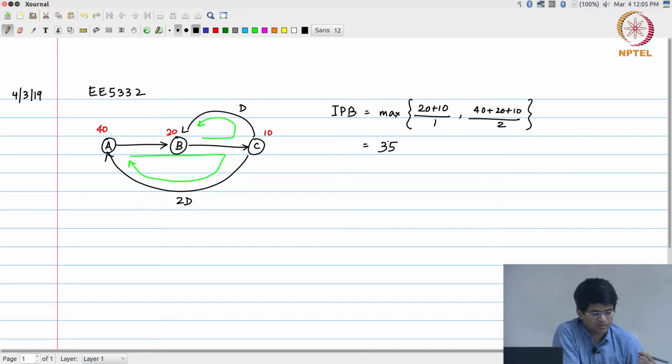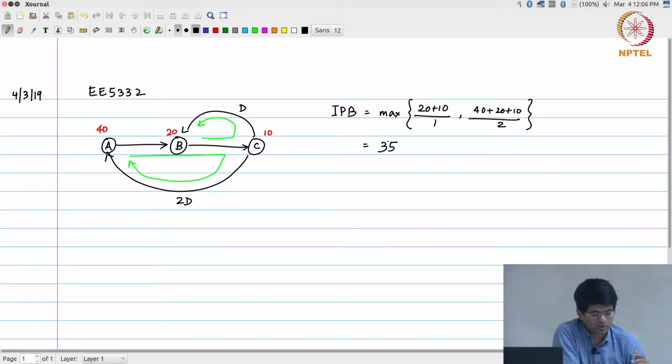One interesting observation: you can see that the iteration period bound is actually smaller than the execution time of A. So, even though A itself takes 40 time units, what we are saying is that on average I should be able to complete iterations in time even less than 40. Now, how does that happen? Obviously, that means I need to be running things in parallel.